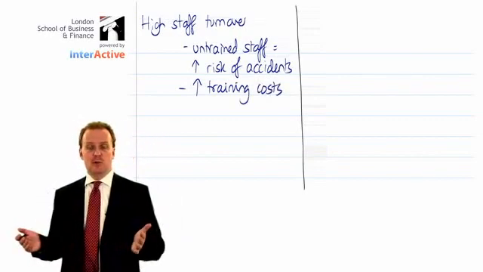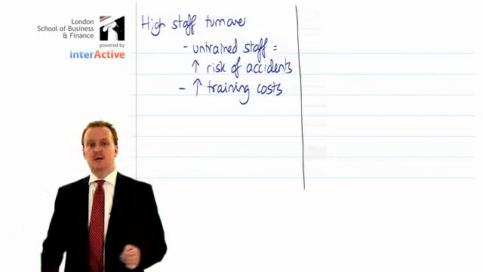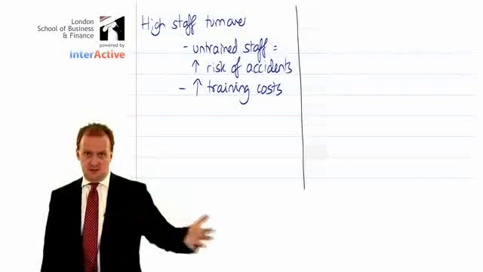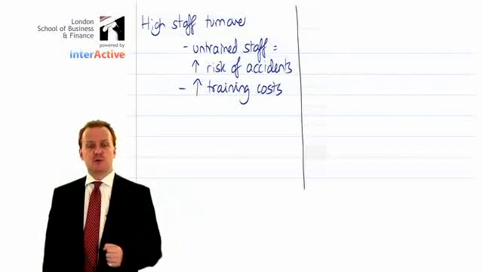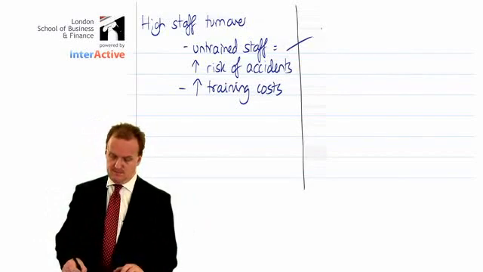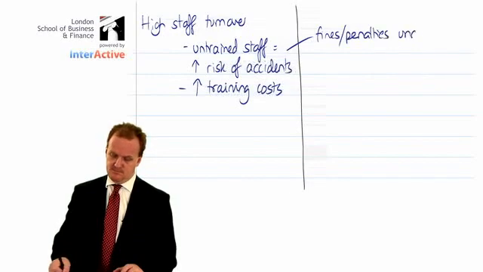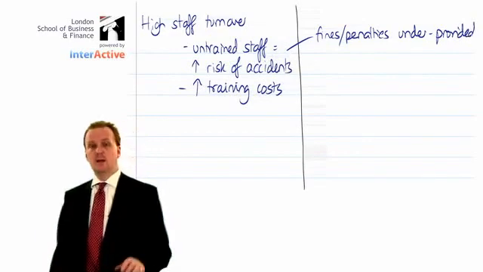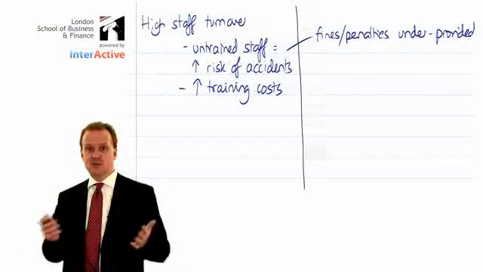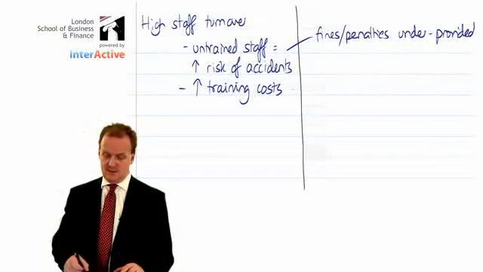Now, if you're a swimming pool and you have untrained staff, there must be a risk of prosecution. There must be rules about the appropriate number of people monitoring the pool at a time. And increased training costs, you could argue, is yet another potential going concern threat.